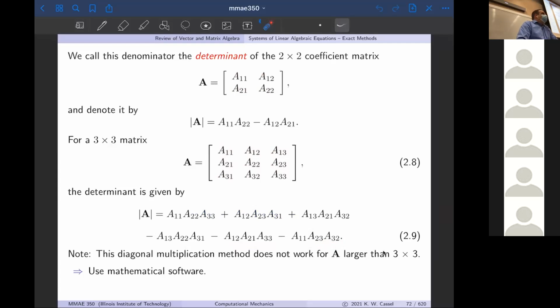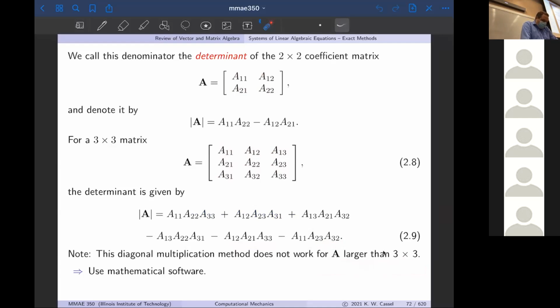So for 2 by 2 and 3 by 3, it's easy to do that diagonal multiplication. You can just do it quickly on a calculator, and that gives you the determinant. For larger matrices, this diagonal multiplication process doesn't work. So you definitely don't want to do it by hand. If it's 4 by 4 or larger, you want to use MATLAB, Python, or something else.